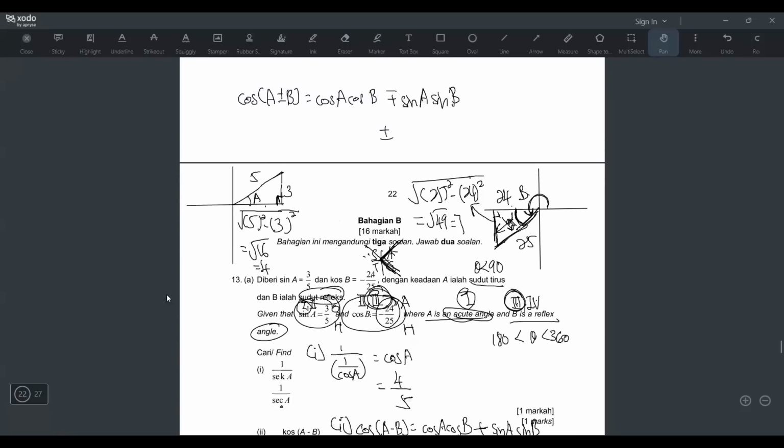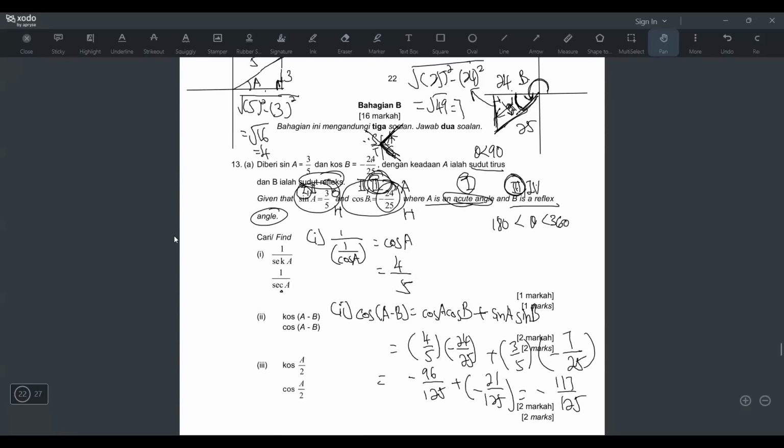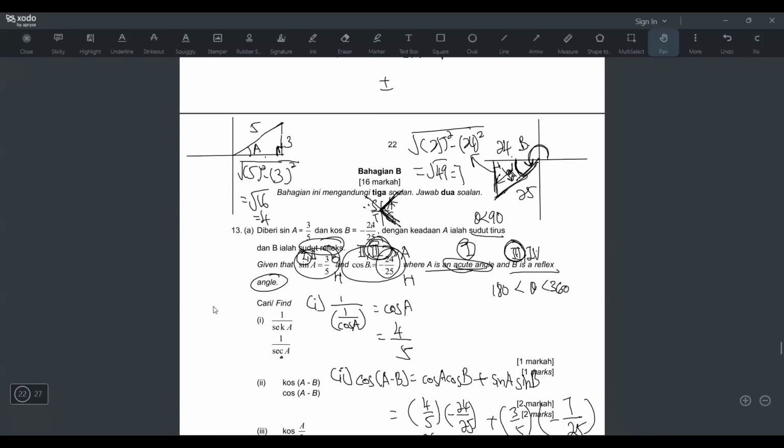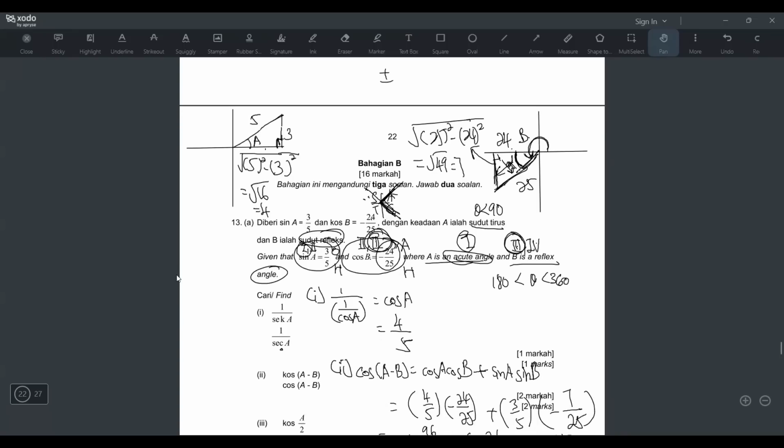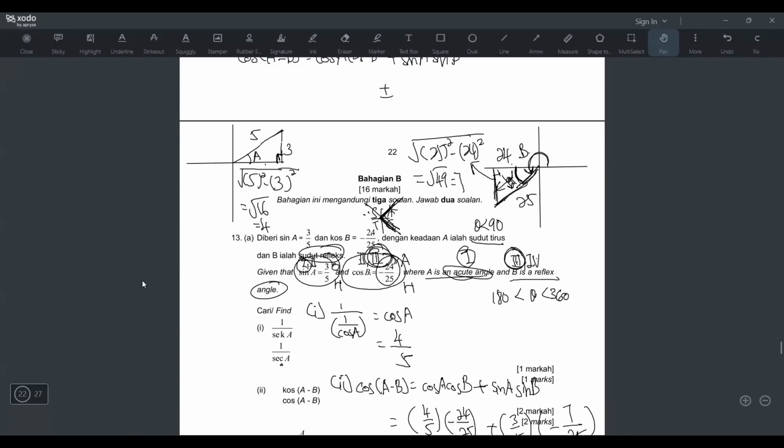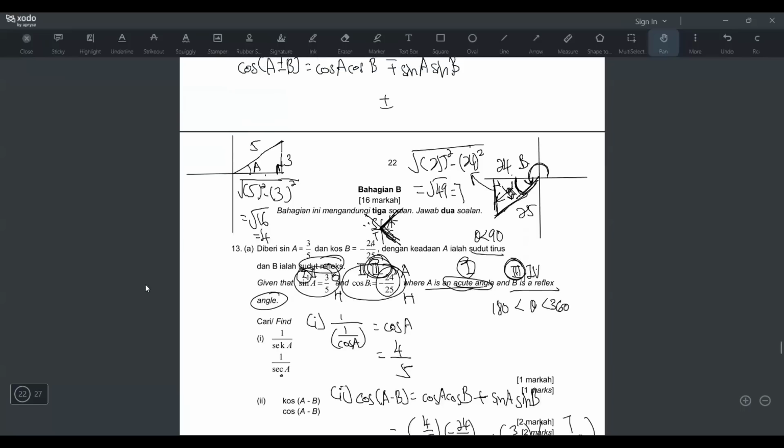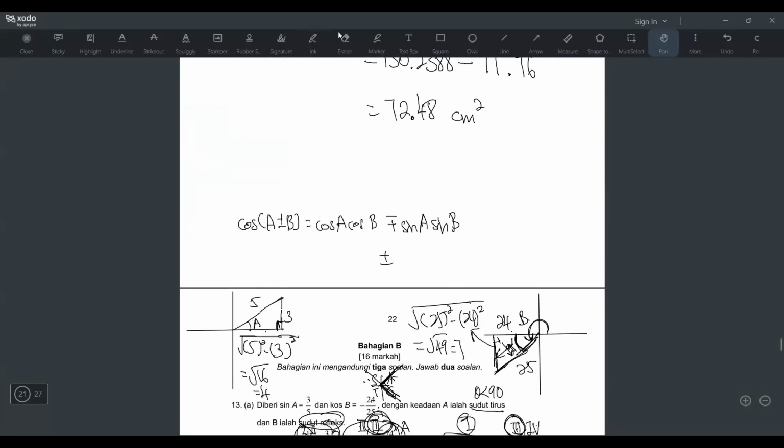And the reason why I know is because I hafal all the formula already. That's why I even know which formula to use, right? But if you never hafal, it will be a bit difficult for you to see the connection. So let me write down the formula for you. I will just write the formula for now.